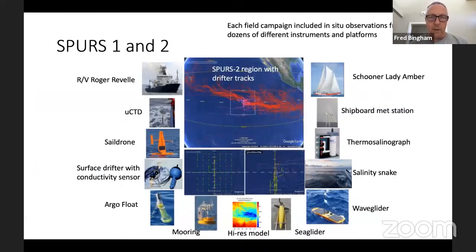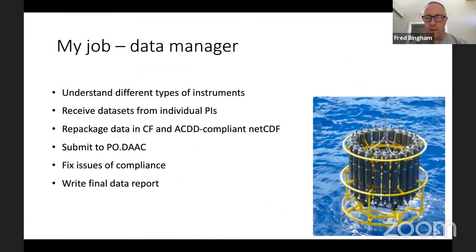These field campaigns included in-situ observations from all different kinds of platforms. I'm not sure how many of these you recognize, but it was a very heterogeneous data set. There was data observed from ship profiles as well as along-track data, from two different ships. We had a schooner that was outfitted with instruments, which was really interesting, and a bunch of other data streams. Some were fairly normal, like an Argo float, and some were more innovative, like the salinity snake or the sail drone. There was a very large number of different platforms that we got our data from, and dozens of different PIs involved.